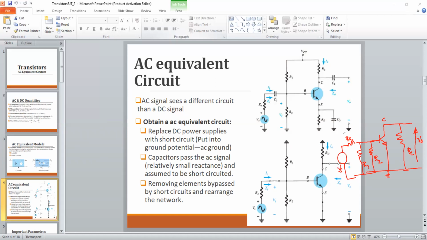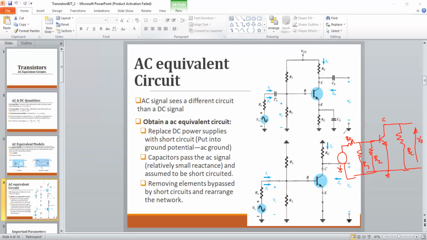So in the voltage divider bias scenario, you have this divider arrangement in the DC equivalent circuit. But once it comes to the AC equivalent circuit, R1 and R2 become parallel. So these kinds of simplification would be possible once you convert the real, exact transistor circuit configuration to the AC equivalent.